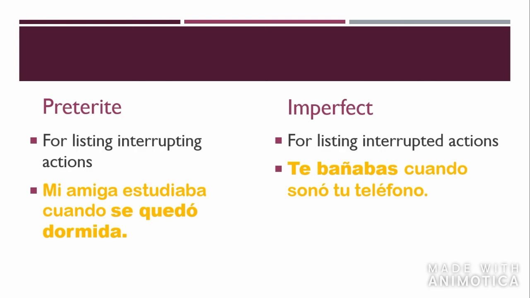So, just to be clear, the present tense is when an action is listed as interrupting something, and the imperfect tense is when an action was interrupted.